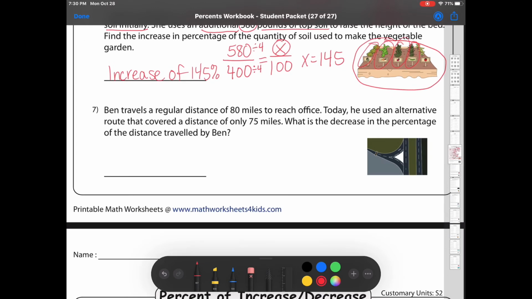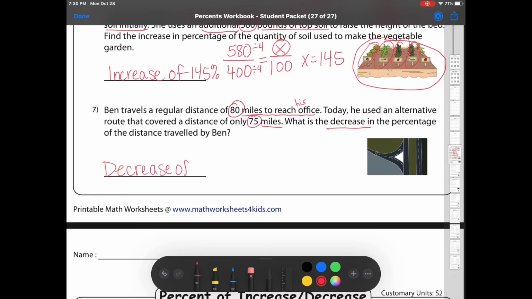Number 7 says Ben travels the long distance of 80 miles to reach his office. I think that's a little mix up. Today he used an alternative route that covered a distance of only 75 miles. What is the decrease in the percentage of the distance traveled by Ben? So they flat out told us what is the decrease.